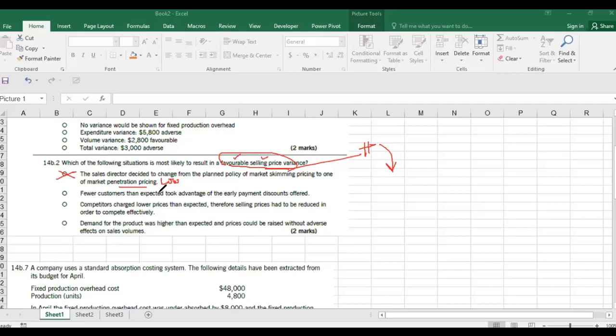Because they have already been sold, it will have no consequence on selling price variance, either favorable or adverse. Absolutely, it is not related.